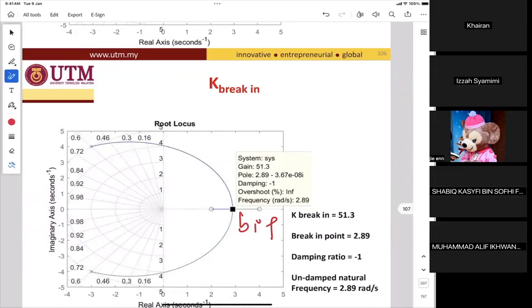Izzah Shamimi. Yes, doctor. Listen, speak a bit louder. Yes, doctor. Break-in point.